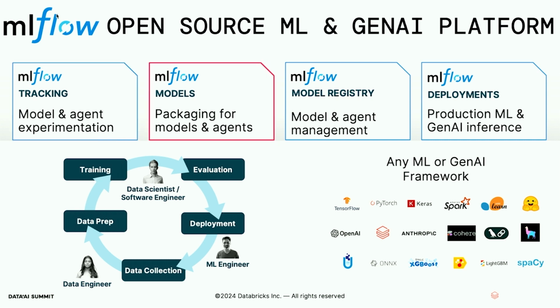The second component, MLflow models, is a packaging format for machine learning models and generative AI agents, ensuring stable inference behavior with a consistent API signature no matter where you deploy your model or agent. The MLflow model registry provides large-scale management capabilities for the thousands or hundreds of thousands of models and agents that you're building, including the ability to promote those from development to staging to production and beyond. And finally, MLflow deployments is a collection of production-grade APIs for deploying your models and agents for batch and real-time inference across a variety of production platforms.